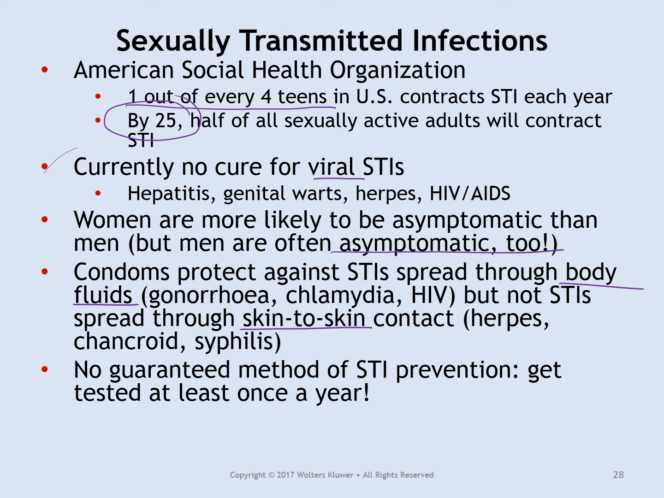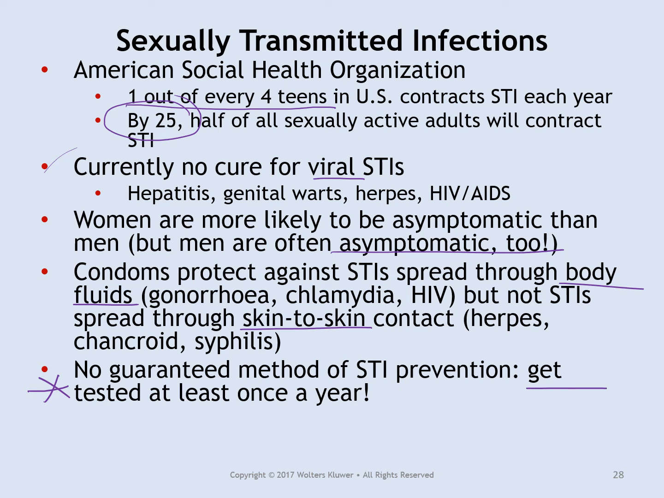Remember that you can have STI infections in more than just the reproductive tract. You can have gonorrhea of, say, the mouth or the throat or the anus, depending on where sexual contact is occurring. So there is no guaranteed method of STI prevention. Condoms are a good place to start.